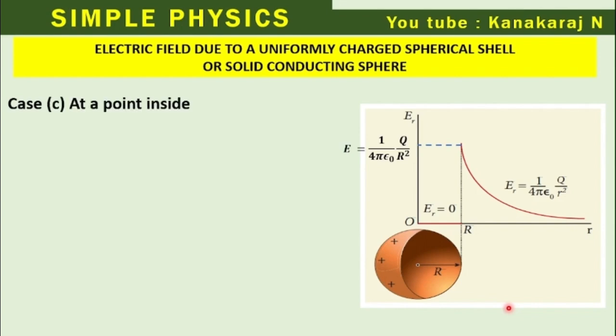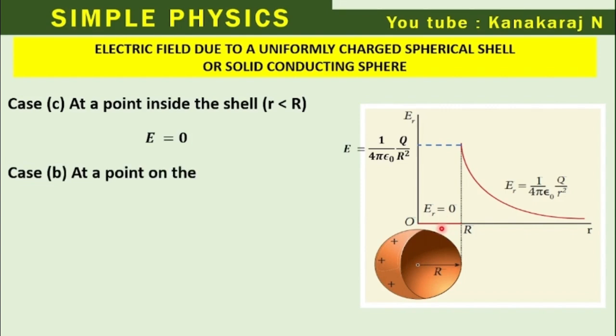Case C, at a point inside the shell where electric field is 0. So this has been represented from O to R with the red line, where electric field inside the solid sphere or spherical shell is 0. Then at a point on the shell, r equal to capital R, we have the maximum electric field, E equals 1 by 4 pi epsilon naught Q by R square. So at a point R on the distance axis, we have the maximum electric field.